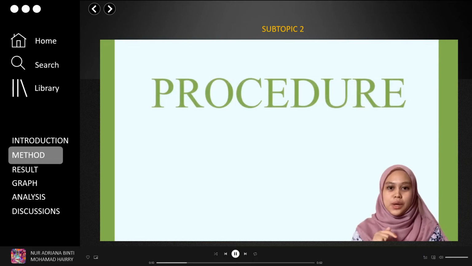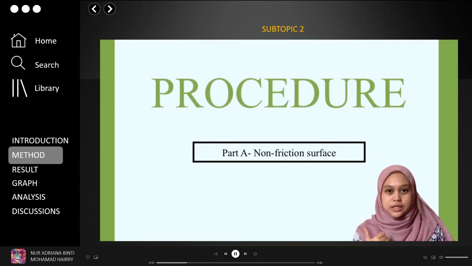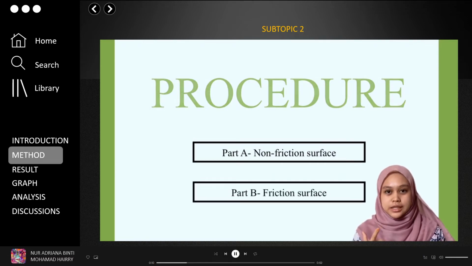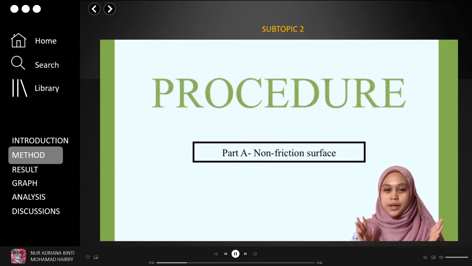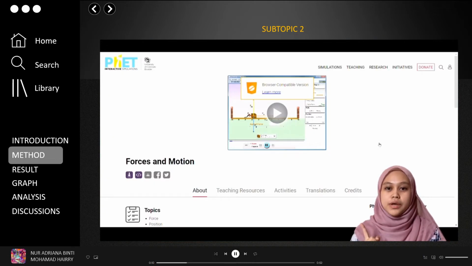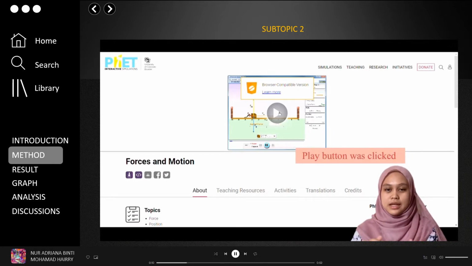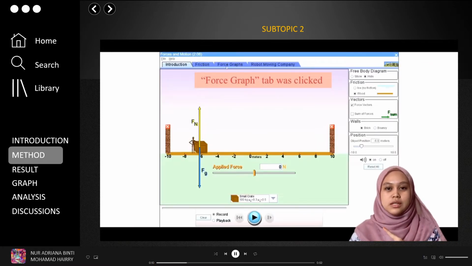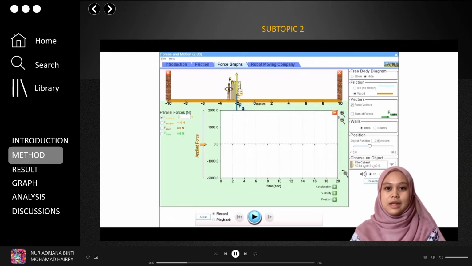In this video, I will explain the procedure of the Newton's law of motion experiment. Students will be given two conditions: part A, non-friction, and part B, friction. So the procedure for part A, which is non-friction, is first, the link provided was clicked. Second, the play button was clicked. Then proceed to choose the force graph tab.